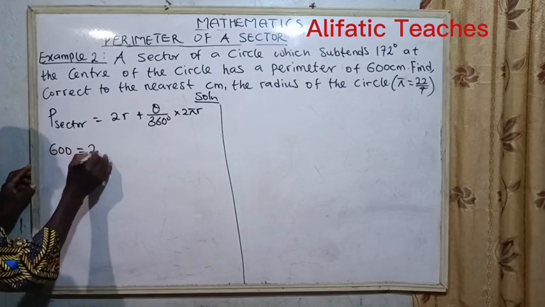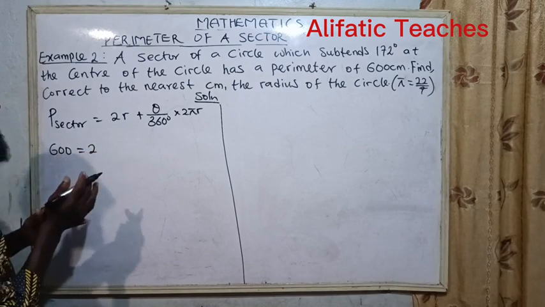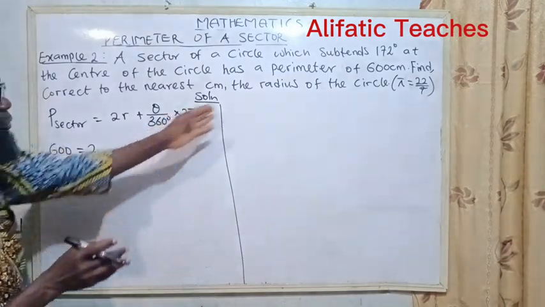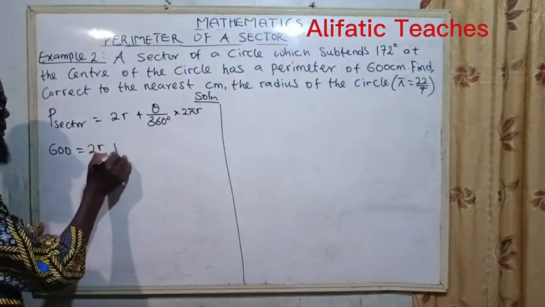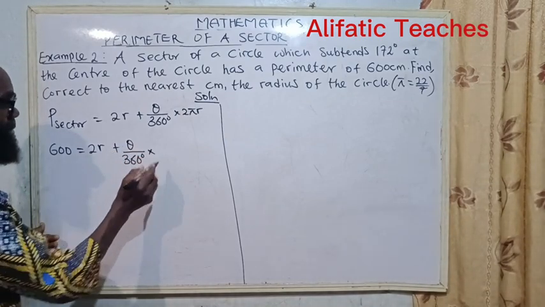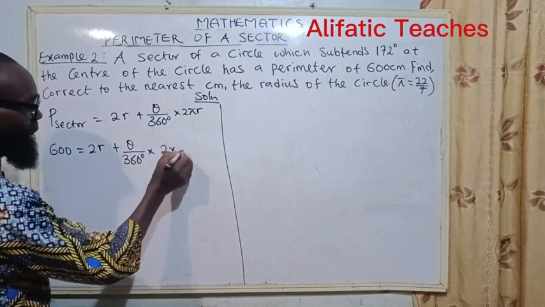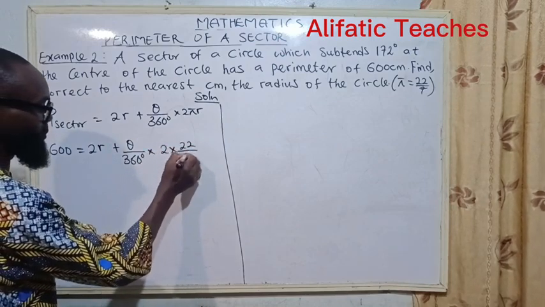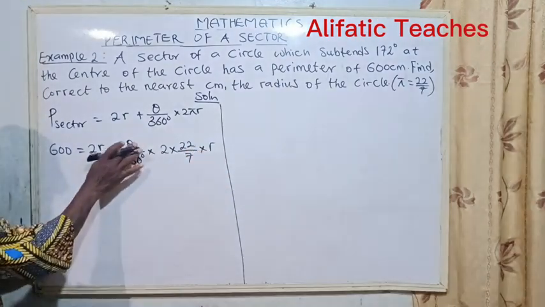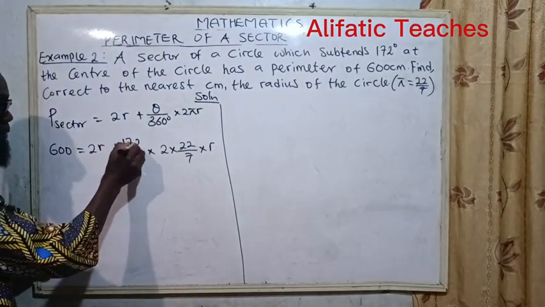Is equals to 2 multiplied by the radius. Are we given the radius? We are not given a radius, we are told to find the radius, r, plus theta over 360 degrees times 2 times, what's my pi? 22 over 7. Then radius is r, which is unknown. This theta was given as 172.